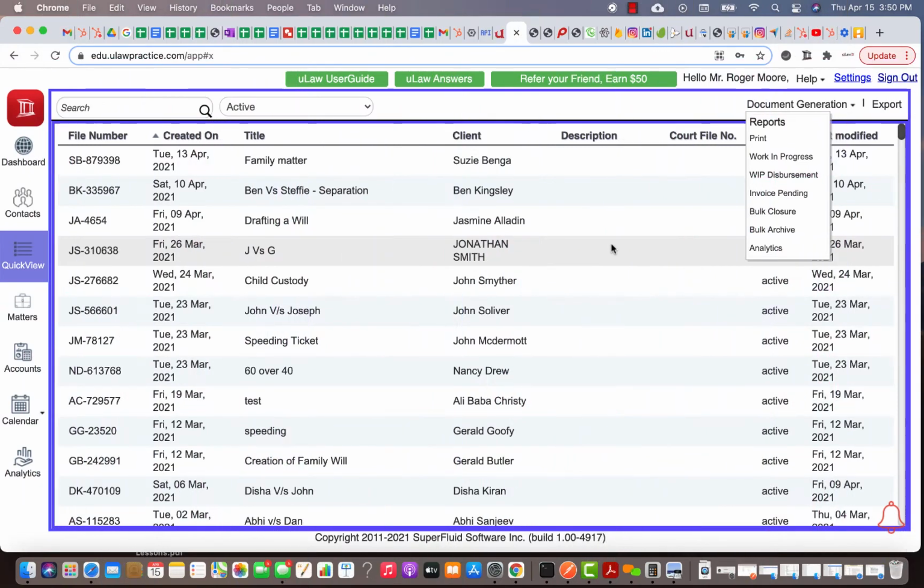The question that we've been asked is, let's say I want to do some billing and I am interested in finding how much work have I done, how much work in progress have I done, and how much is left in retainer that I can also withdraw.